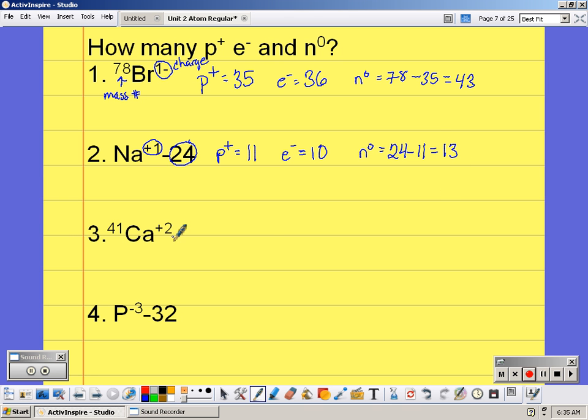Mass number, charge. Again, I need to have two more protons than electrons because it's positive. Because it's calcium, I look on the periodic table, and my number of protons is 20. For the electrons, I need two more positives than negatives. That means I have 18 negative. For neutrons, 41 minus 20 would give us 21.